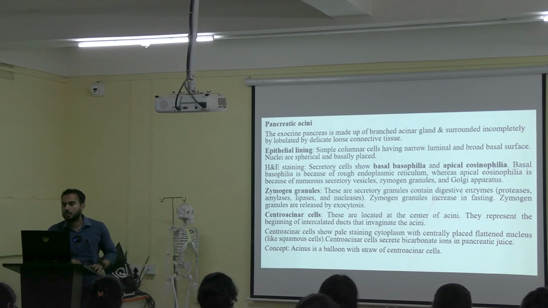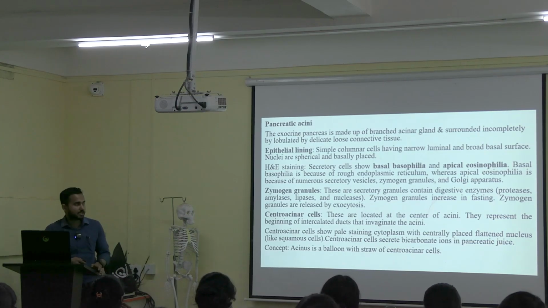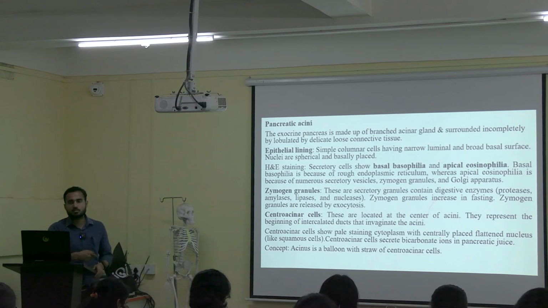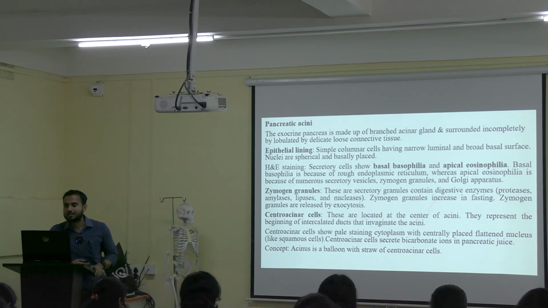Next, if we use H&E staining, how are the cells taking the stain? The acinar cell, as you can see, the secretory cell, shows basal basophilia. That means the basal part will be basophilic and the apical part will be eosinophilic. That is the important characteristic of the acinar cells. The basal part will take basophilic stain and the apical part will take eosinophilic stain when we are staining with H&E.